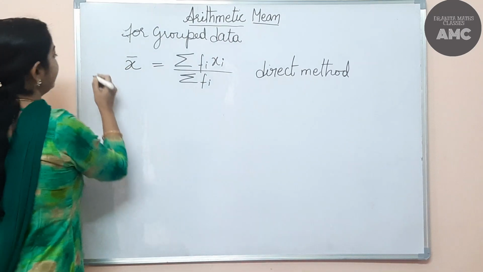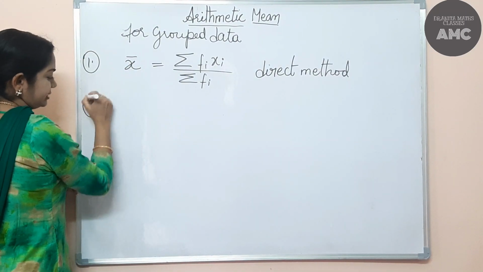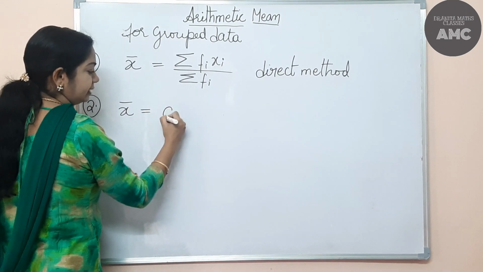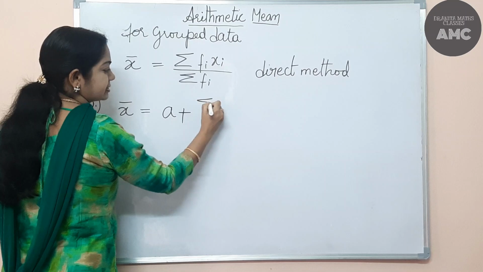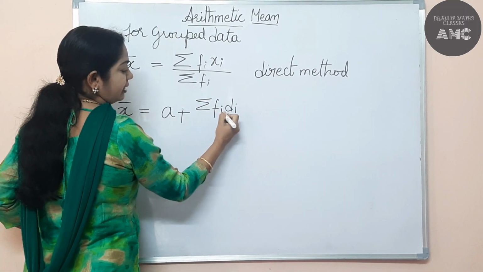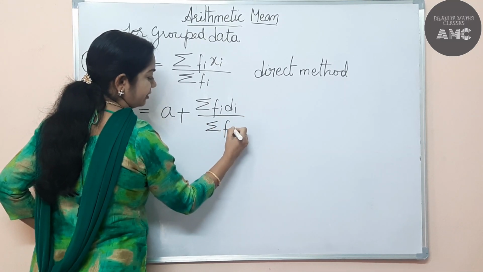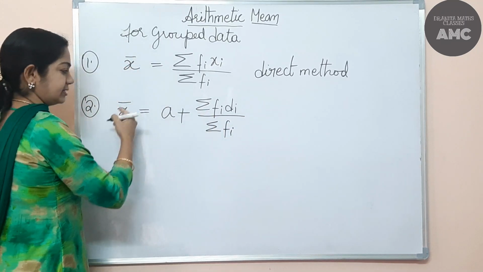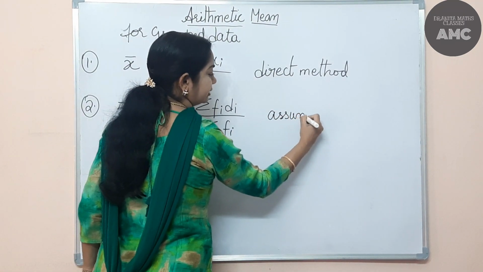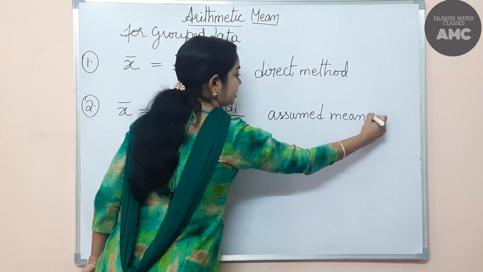The second method is the assumed mean method. Here it is A plus sigma fi di by sigma fi. This is called the assumed mean method.